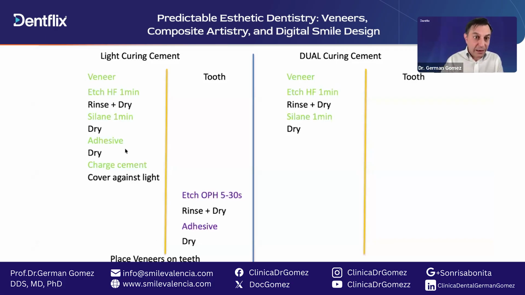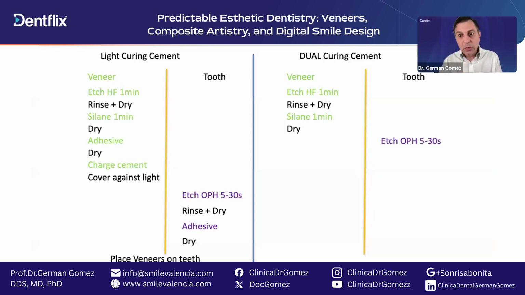This is possible with light curing because we cover the veneers against the light. So no light is going there. So we can put adhesive and we can put the cement already in the veneers and then cover them. Okay, but not in the dual curing cement because that would already start to set.